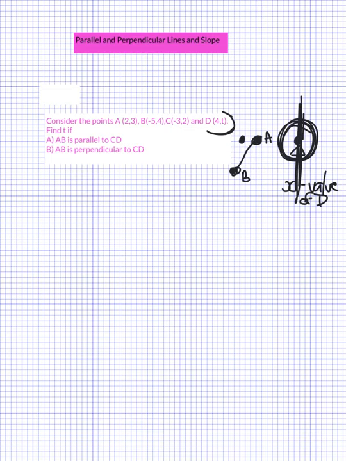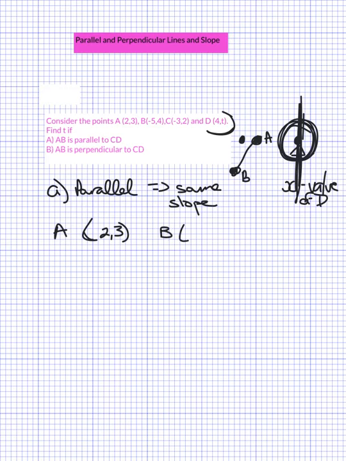So we know that parallel implies the same slope. I'm just going to rewrite the points to make it a bit easier. We've got A, which is (2, 3), B, which is (-5, 4), C, which is (-3, 2), and we've got D, which is (4, t).